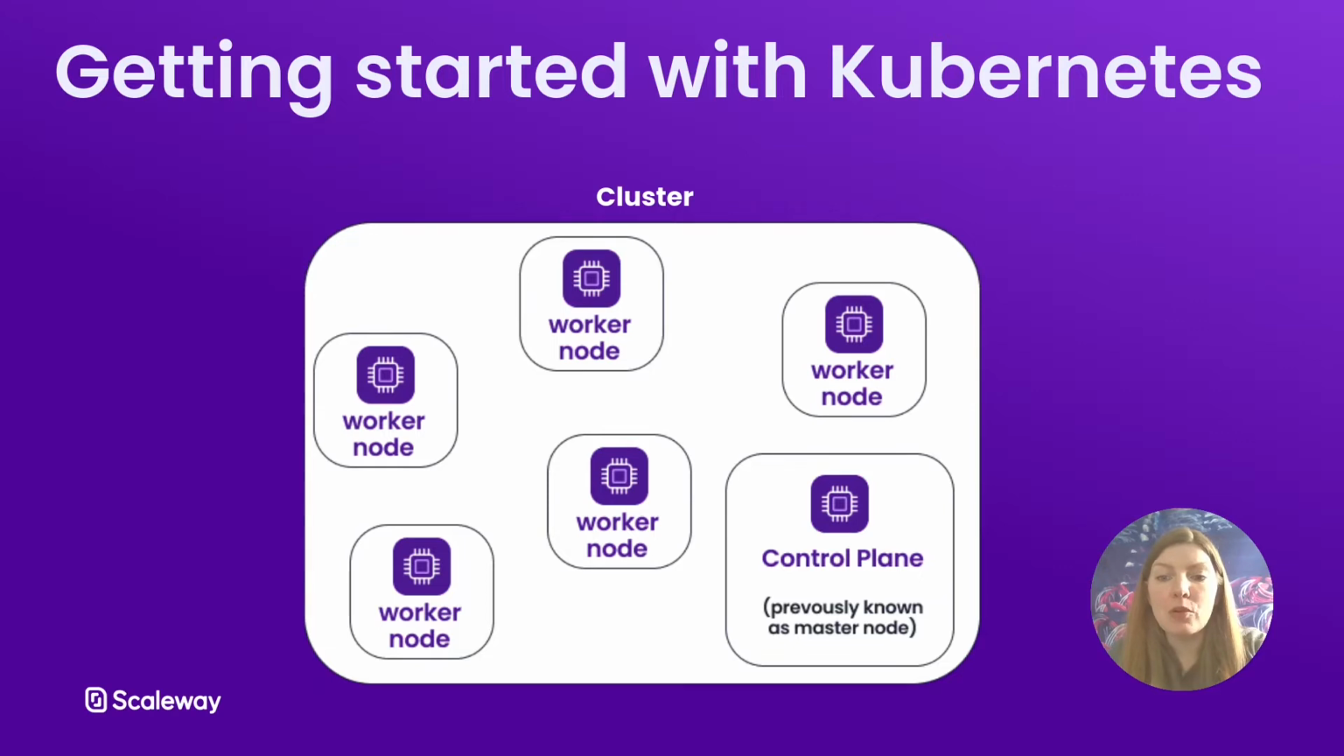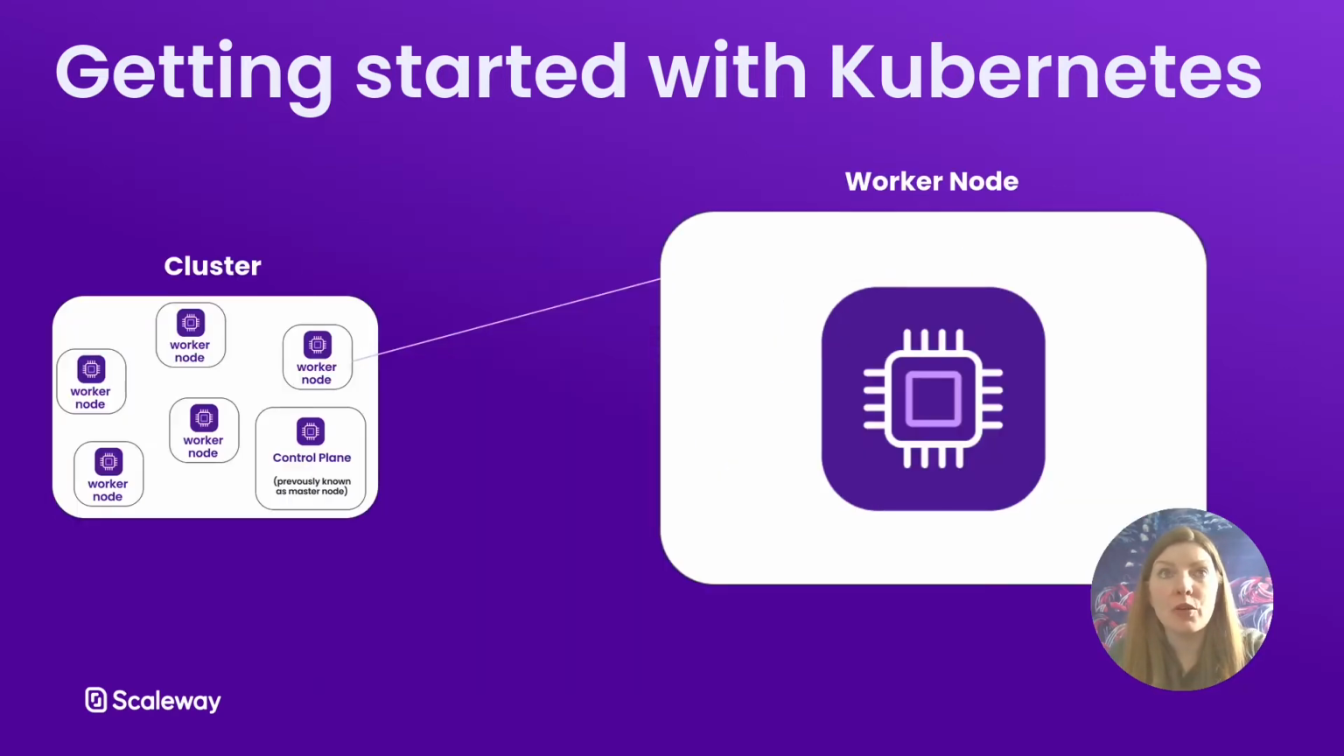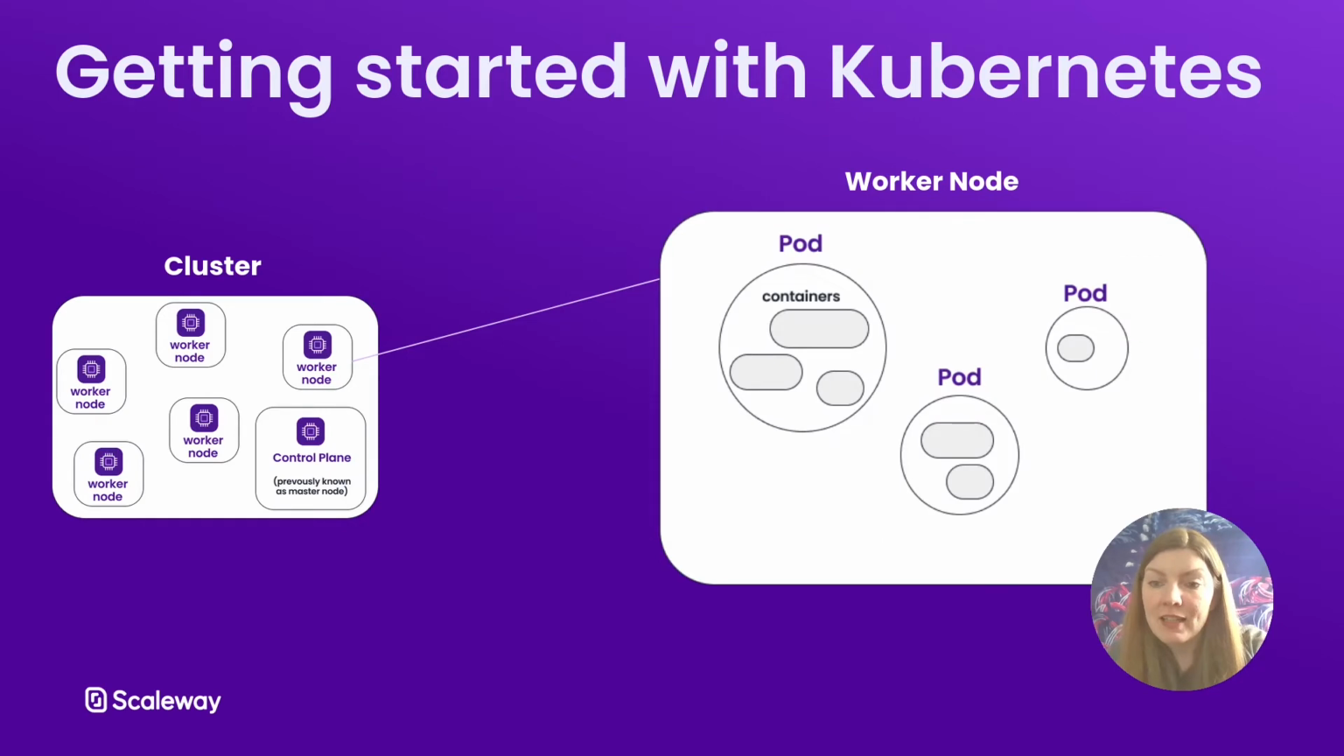Let's look a little bit more at nodes, specifically the worker nodes, first of all. So a node can be a physical or a virtual machine. In the case of Scaleway Kubernetes Capsule, a node is an instance. Each node runs one or more containerized applications, which are grouped into pods. Containers in pods might share resources such as storage and networking, for example.